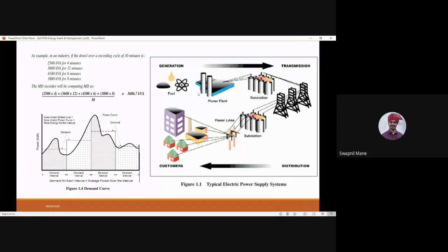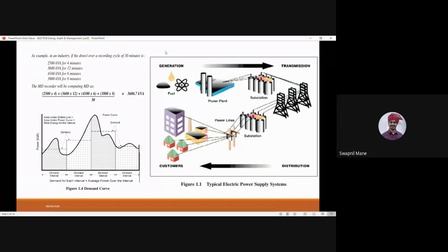The second one is how we will be charged for energy. So there is an energy meter. Now that energy meter will record the maximum demand. How is it calculated? Maximum demand is not instantaneous, and it is not calculated for the entire day. It will be calculated over a period of some time.